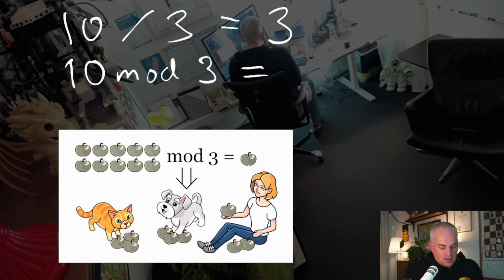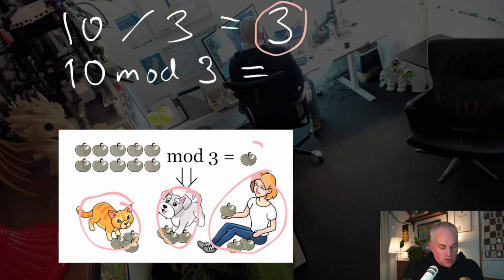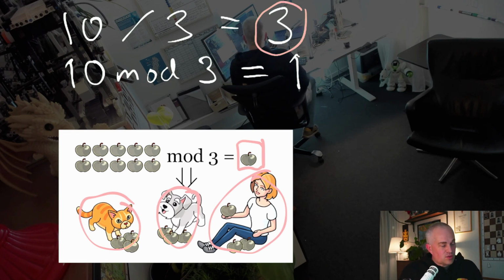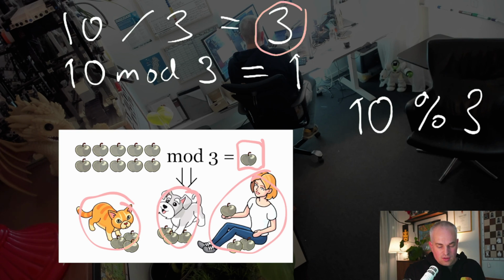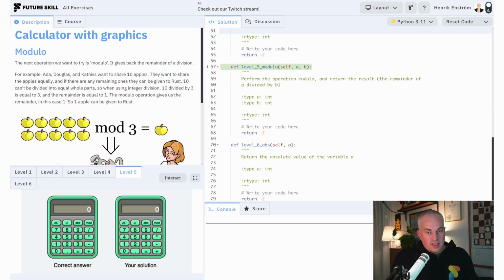Basically, if we take 10 and divide it by 3, then we have our 3 characters down here: Katniss, Douglas, and Ada. They each get 3 apples, and that is the value we have up here. But then there is 1 apple that remained undivided between the 3 characters. That is 10 modulo 3. So 10 modulo 3 is 1, whatever remains after doing integer division. The modulo sign is typically in most languages, and certainly in Python, a percentage mark. So 10 modulo 3 would be written like that. And that is what level 5 is about. Then we should do return a modulo b here.